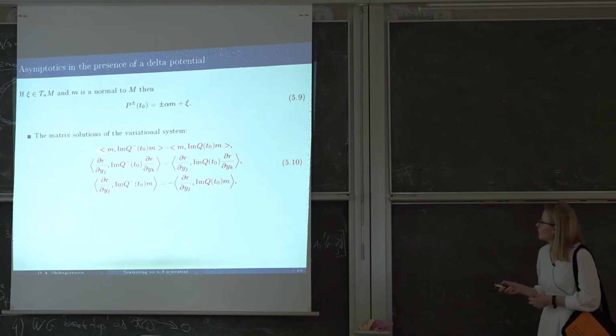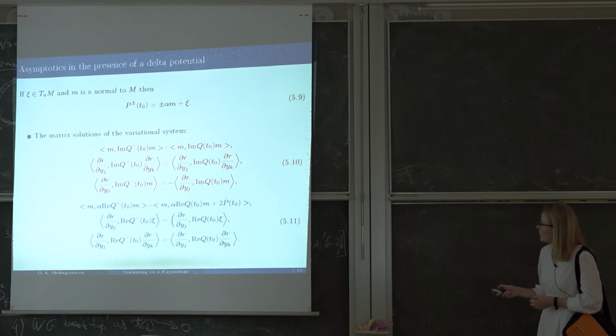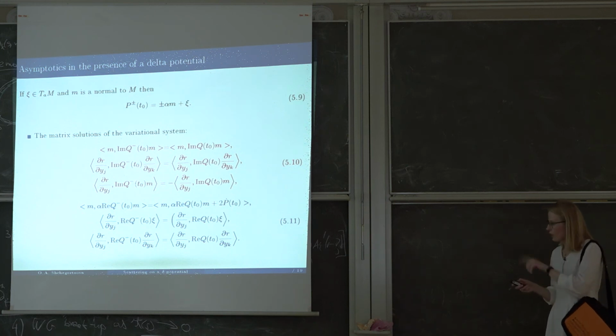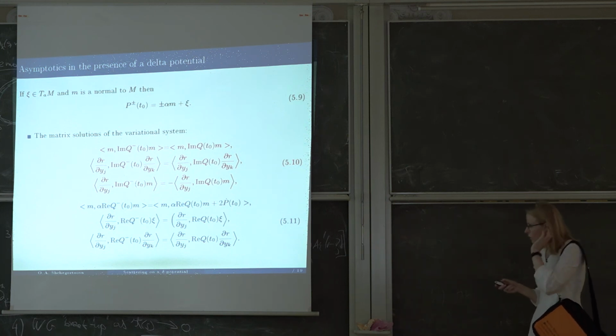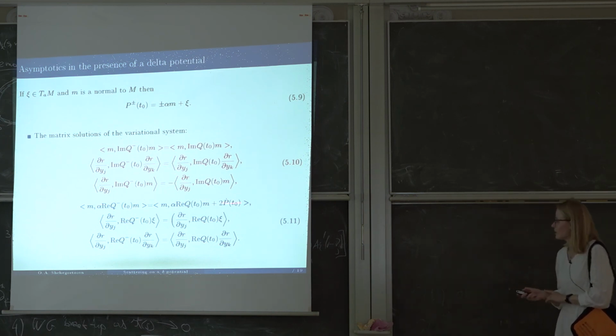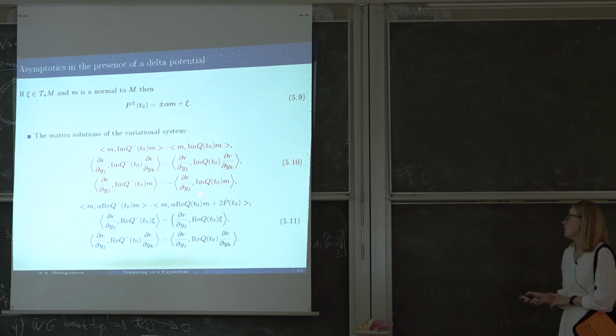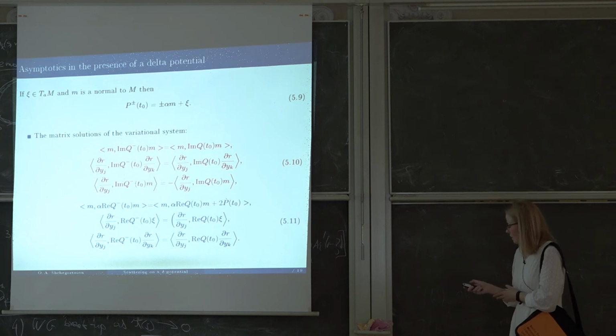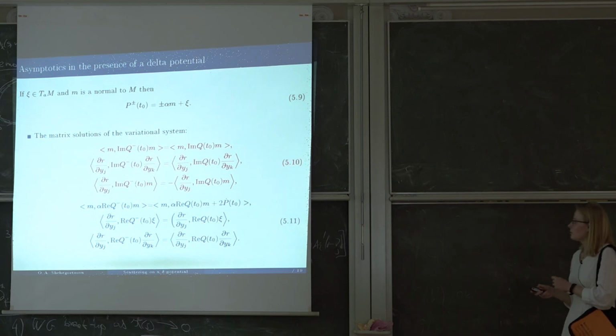Here you can see these conditions, and here the conditions for the real part of the matrix Q. They are really similar, but you can see that the first line is different. Here we have a shift of the derivative along this vector.